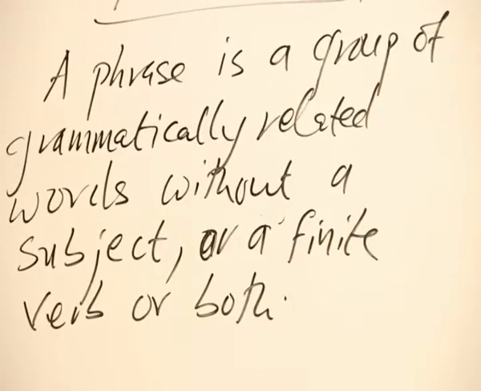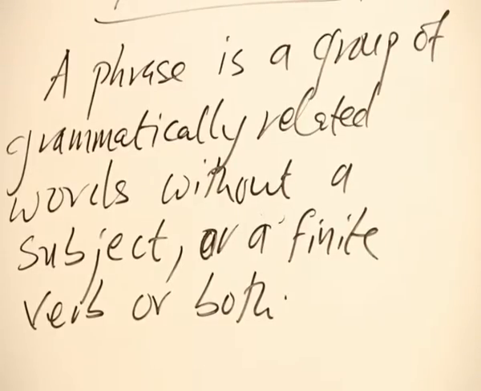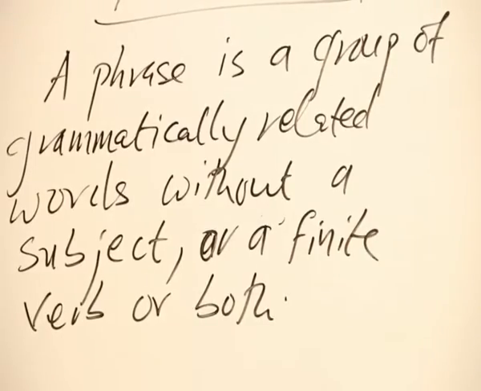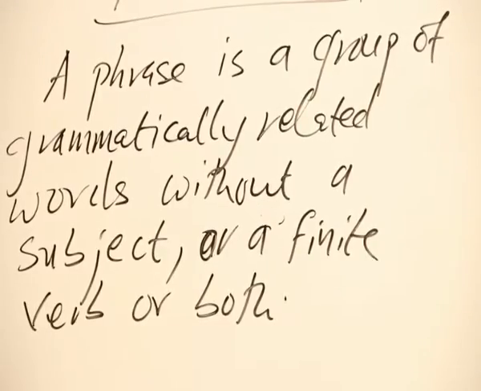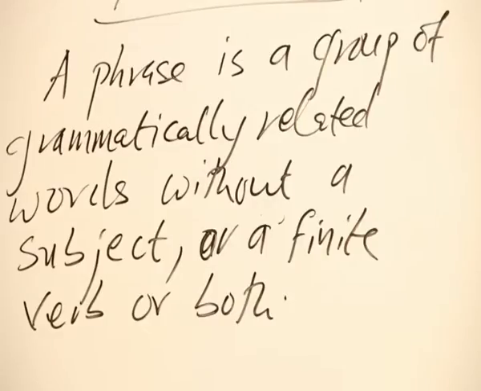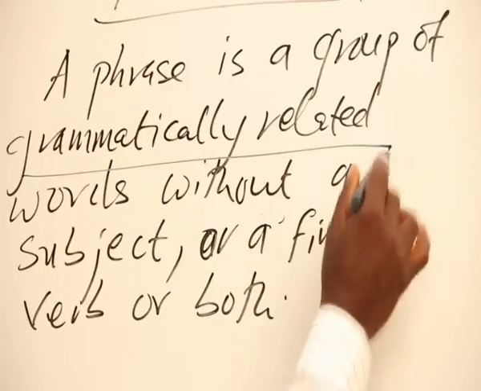That is, if you have a phrase, if you have an expression, in that line of words, you shouldn't have both the finite verb and the subject. If you have both the finite verb and the subject, it becomes difficult for us to say that it is a phrase, because you will likely have had a clause. That is the point. So you want to know that a phrase, as we said, should be grammatically related.